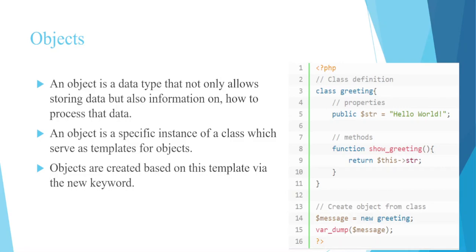The next concept is object. Object data type. An object is also a data type. It allows you to store data, and how to process that data, the information, can be defined by this object. An object is a specific instance of a class, and the class can serve as a template. It is created on the basis of the template via the new keyword, new followed by the class name, as given in this example.